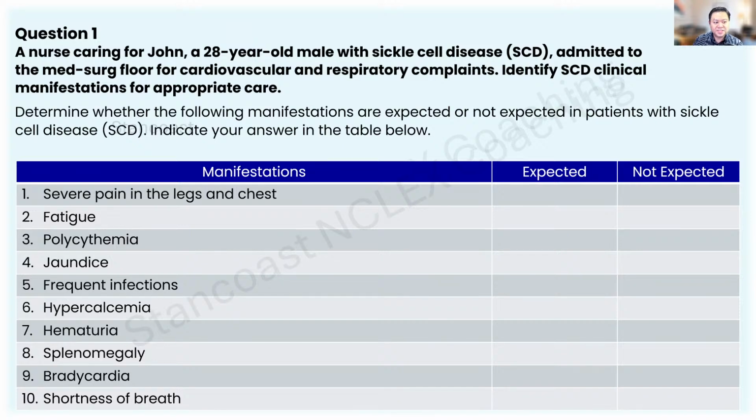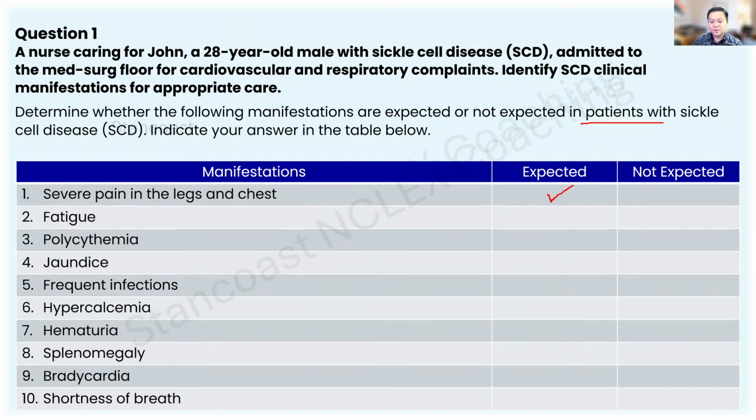So this is a general question, all right? Determine whether the following manifestations are expected or not expected in patients with sickle cell disease. It's not just referring to the patient in the scenario. This is a general question. Now, severe pain in the chest and the legs. This is expected in sickle cell disease because of the vaso-occlusive crisis. So this is expected.